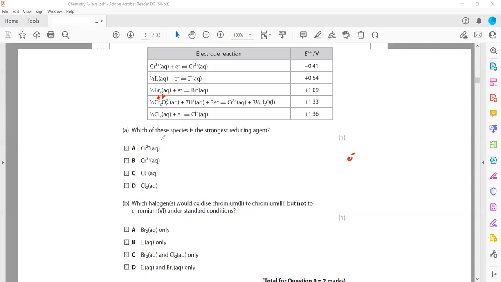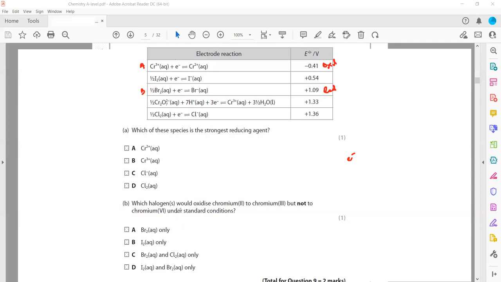Now, if we check with bromine, the equation which we will take is chromium 3 to chromium 2. First we check with bromine. Which one has a higher voltage? This one has a higher voltage. So it means reduction happens for this and oxidation happens for this. Reduction means bromine molecule will turn into bromide ion, and oxidation means chromium 2 will change to chromium 3. So this will happen.